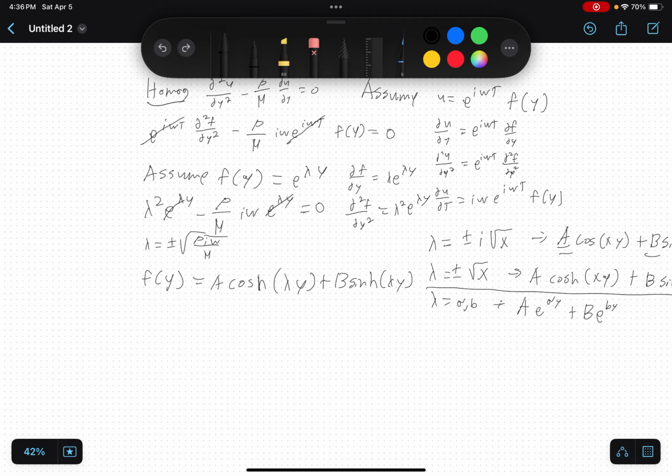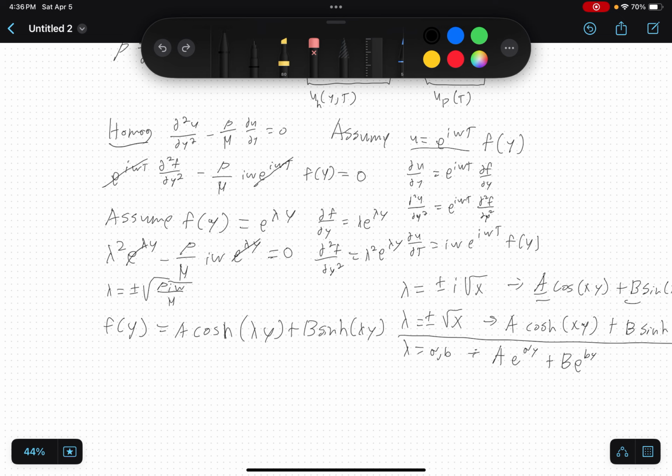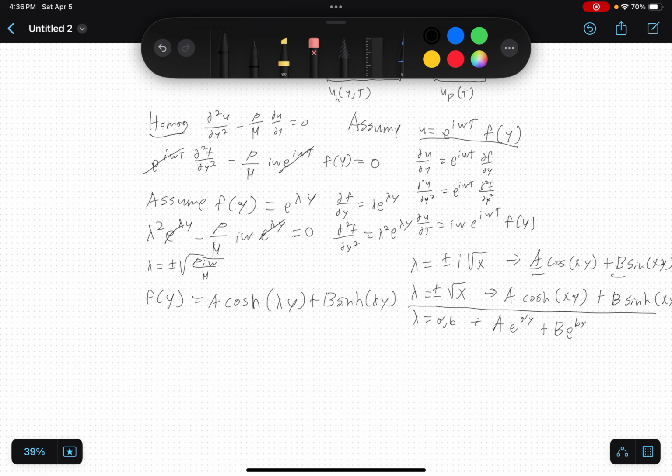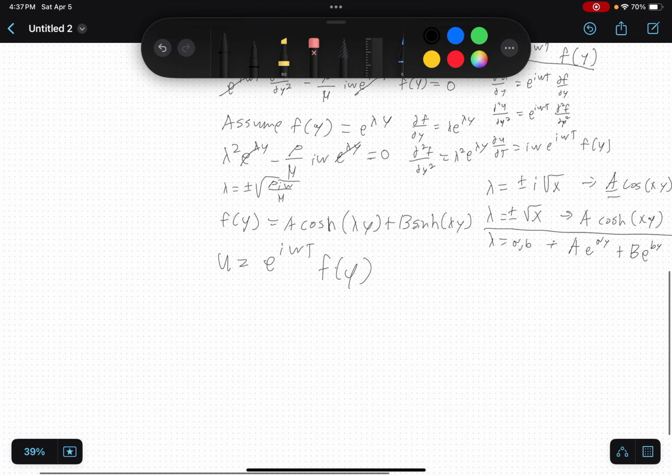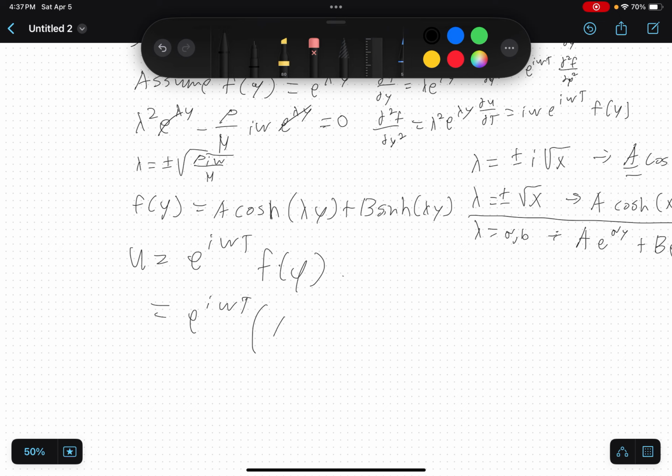Okay, so that's that. And we know that we substituted that in earlier. So now we have u equals e^(iωt) f(y), which equals e^(iωt), it's omega, but I like to call it w, times a cosine hyperbolic of lambda y plus b sine hyperbolic lambda y. That is correct.